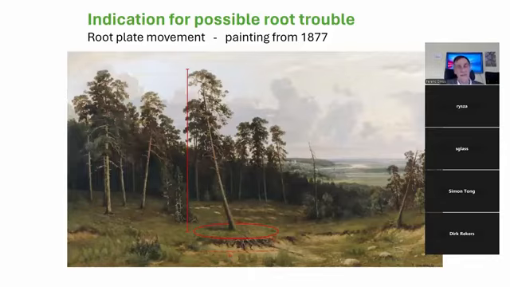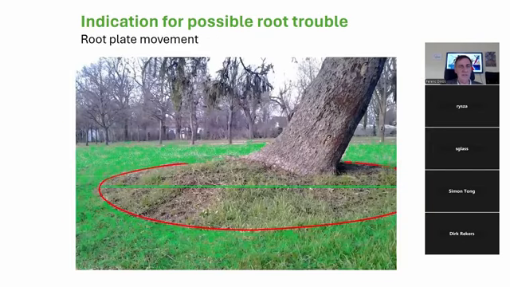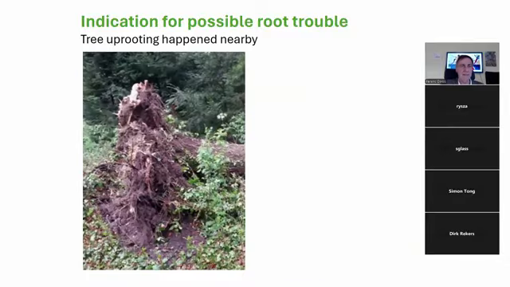Another major indicator is whenever the root plate is moving. In this painting dedicated goes back to 1877. The root plate is already in move, like in this image. This is quite a bad sign.